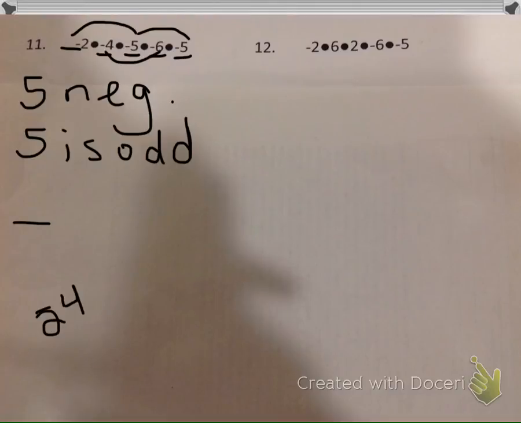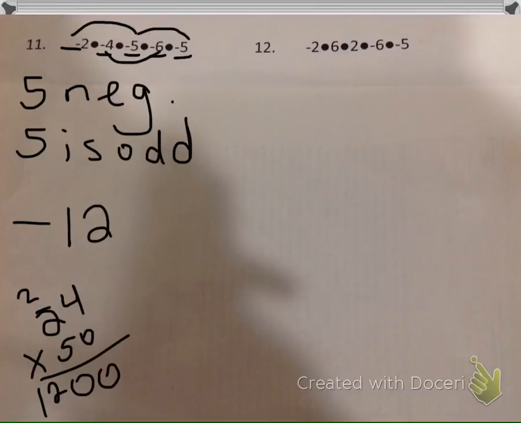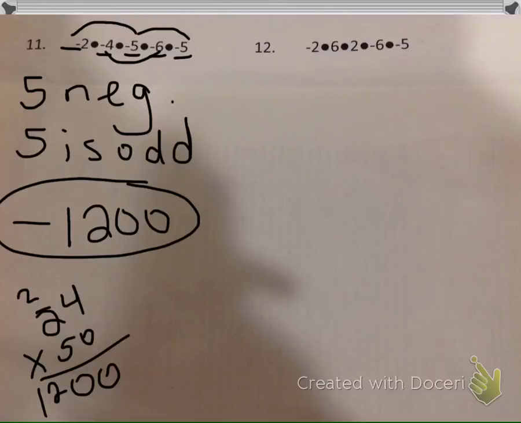So 24 times 50. If you could do that in your head, that's awesome. I'm just going to show you the multiplication just so I don't make a silly mistake on this in my head. The answer is 1,200. Negative 1,200, of course, but I already figured that part out.